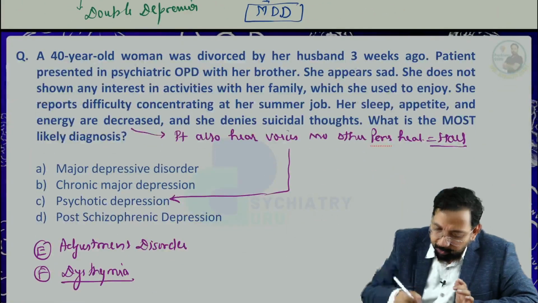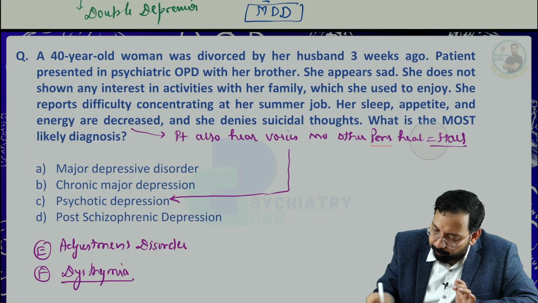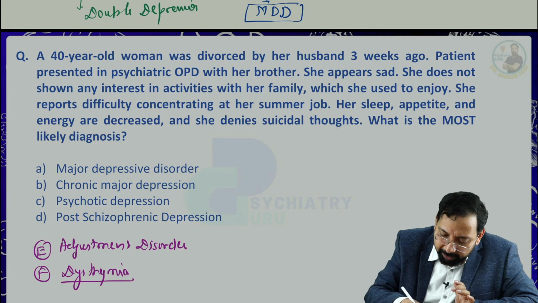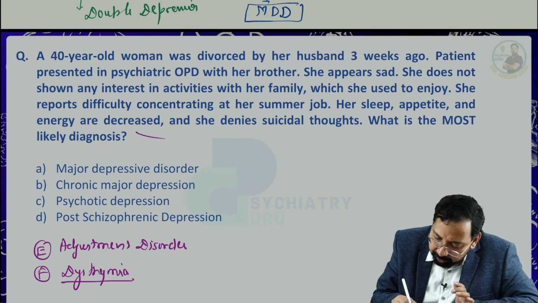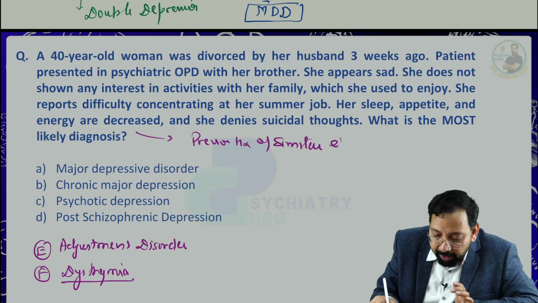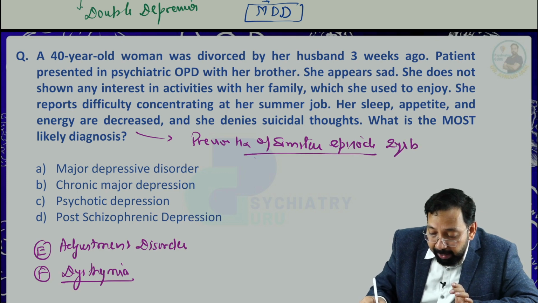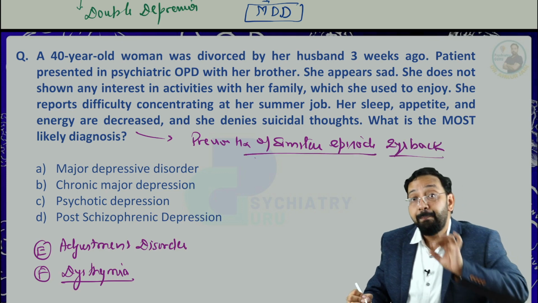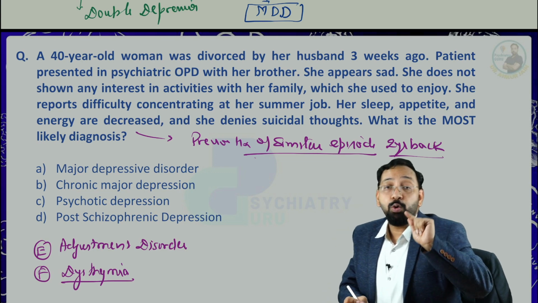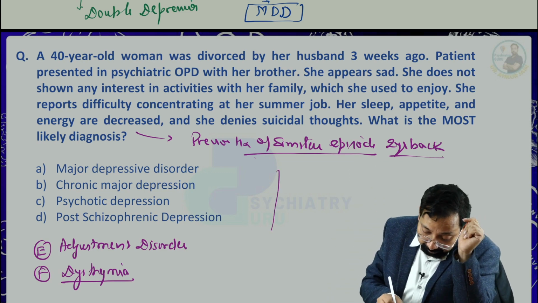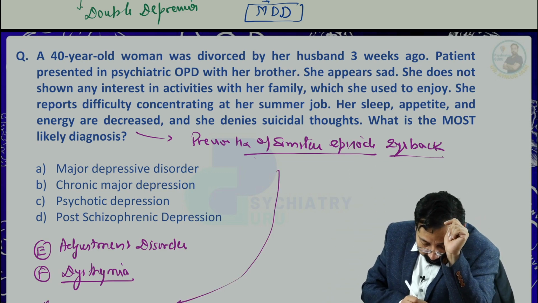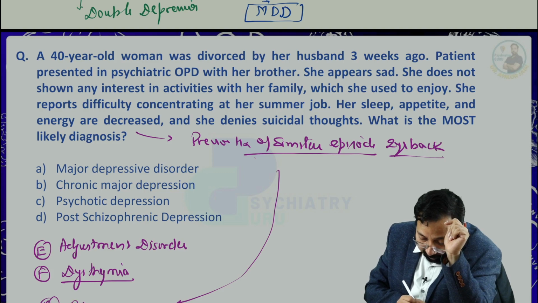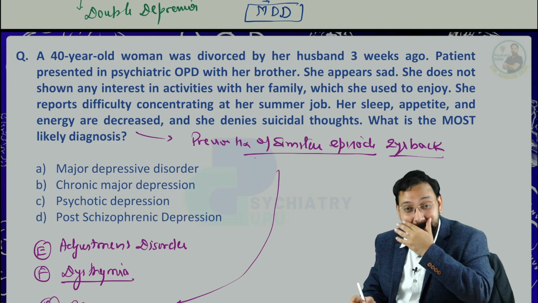Now, in the same question, if you want to add something more, I say that this patient has a previous history of a similar episode 2 years back. More than one episode of depression means recurrent depressive disorder. Yes, recurrent depressive disorder. The diagnosis would change like this. Okay.